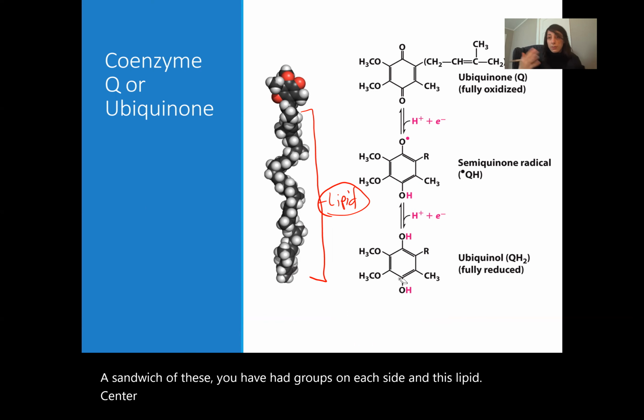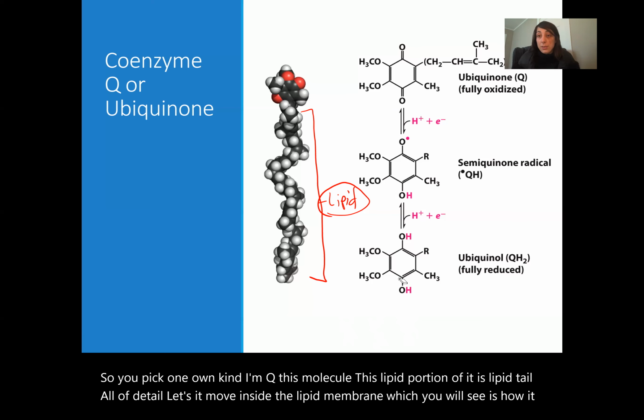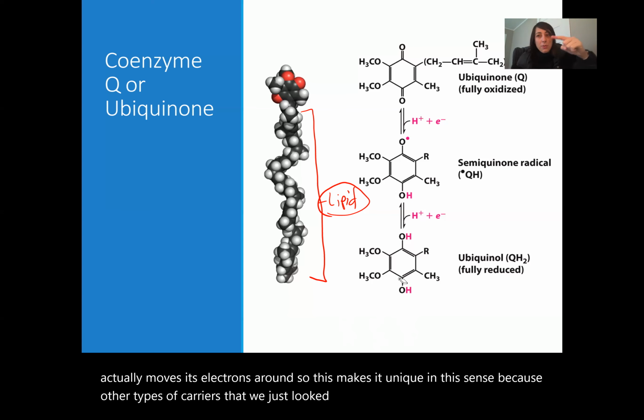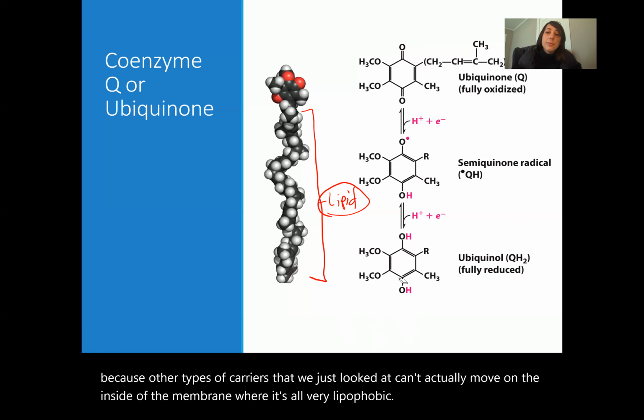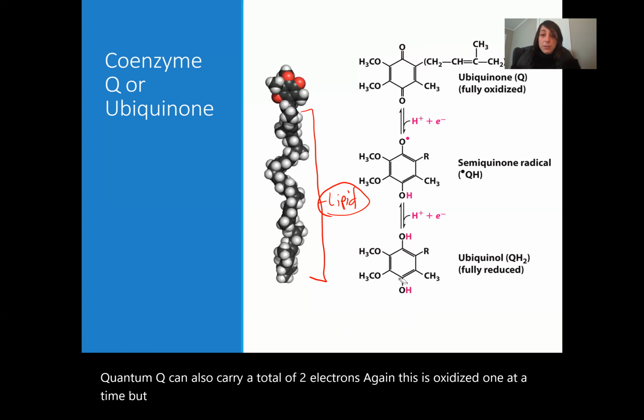So ubiquinone, coenzyme Q, this lipid tail lets it move inside the lipid membrane, which you will see is how it actually moves its electrons around. So this makes it unique in this sense because other types of carriers that we just looked at can't actually move on the inside of the membrane where it's all very lipophobic. Coenzyme Q can also carry a total of 2 electrons. Again, this is oxidized one at a time, but ultimately it can carry 2 electrons.